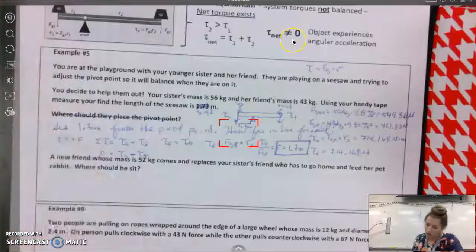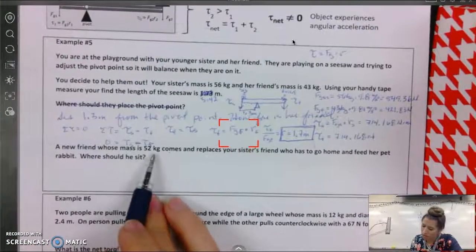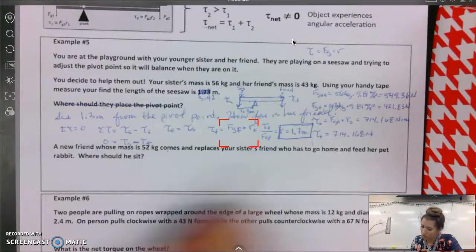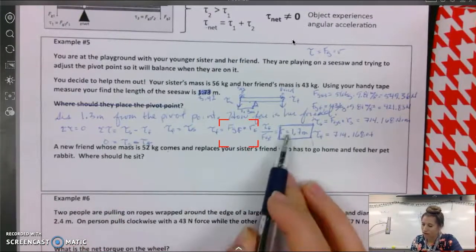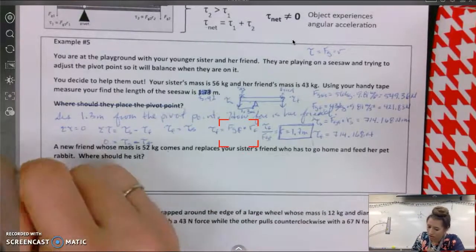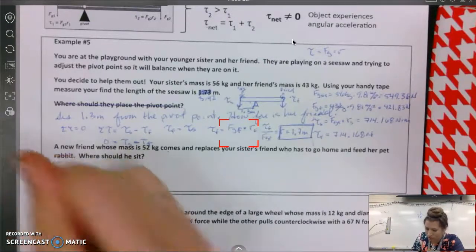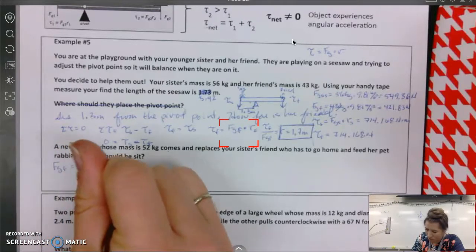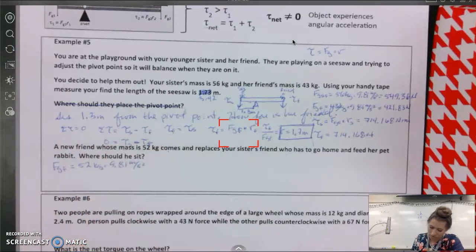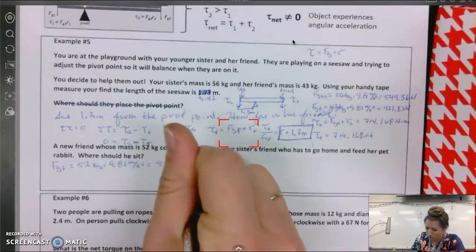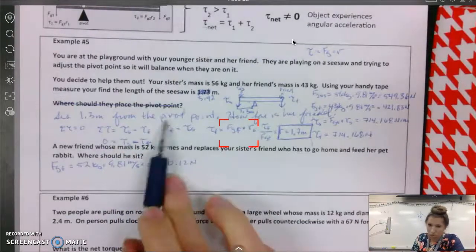All right, now a new friend whose mass is 52 kilograms comes and replaces your sister's friend, who has to go home and feed her rabbit. Where should he sit? We've got to figure this out again for 52 kilograms. So let's figure out the new force due to gravity of the new friend. That'll be 52 kilograms times 9.81 meters per second squared. So that's 510.12 newtons. And this situation still holds true.